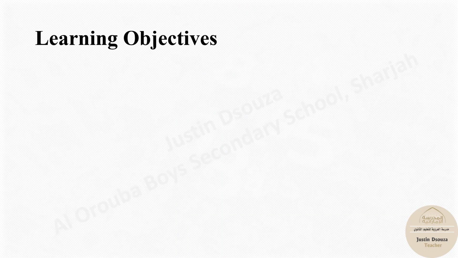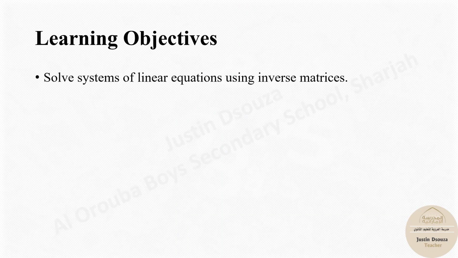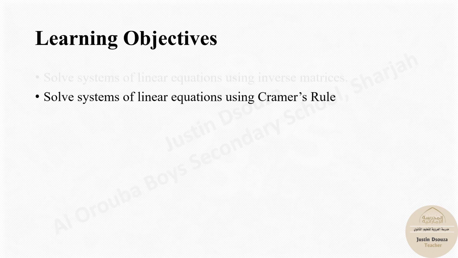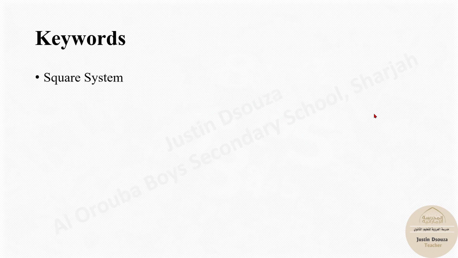The learning objectives of this lesson are to solve systems of linear equations using inverse matrices, and then we will use Cramer's rule to do the same. Cramer is a mathematician who found a unique, easier and simpler method to solve systems of equations using matrices. We will see it in a while. The keywords are square system and Cramer's rule. We're looking at both of them.